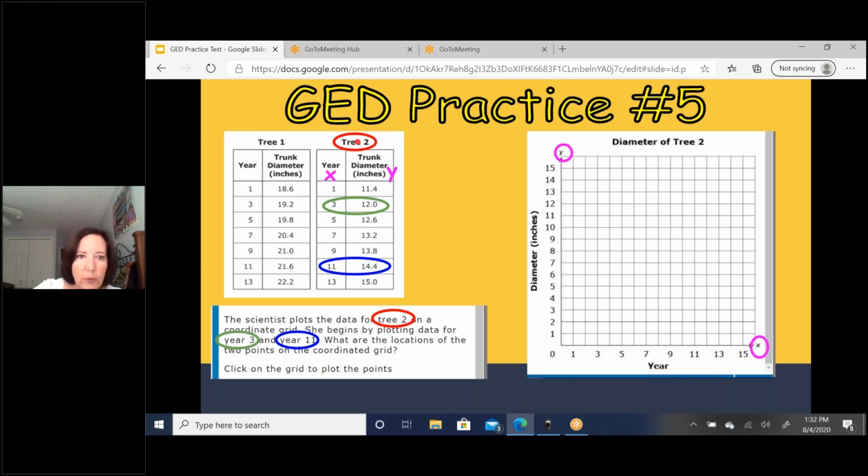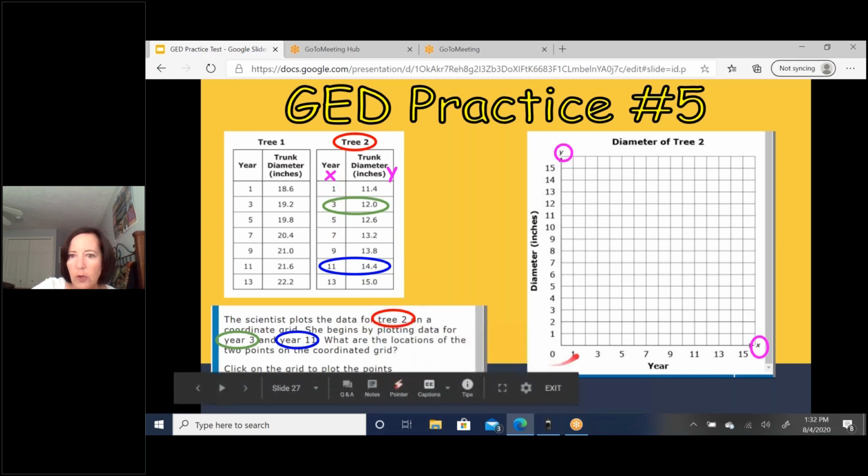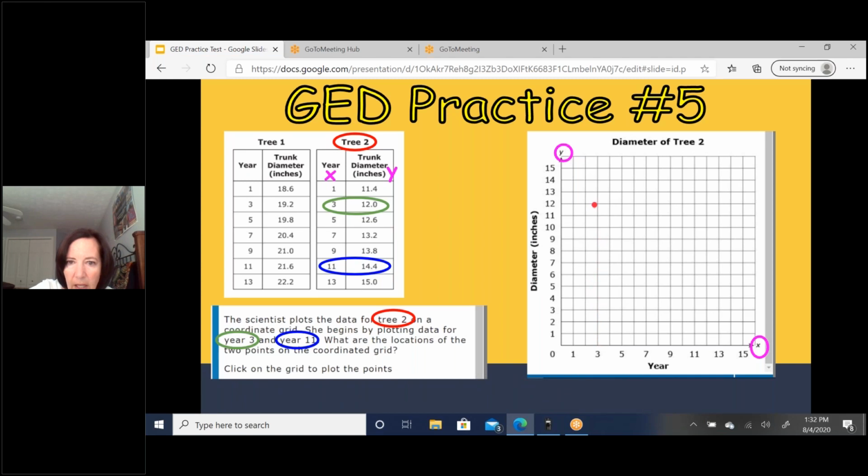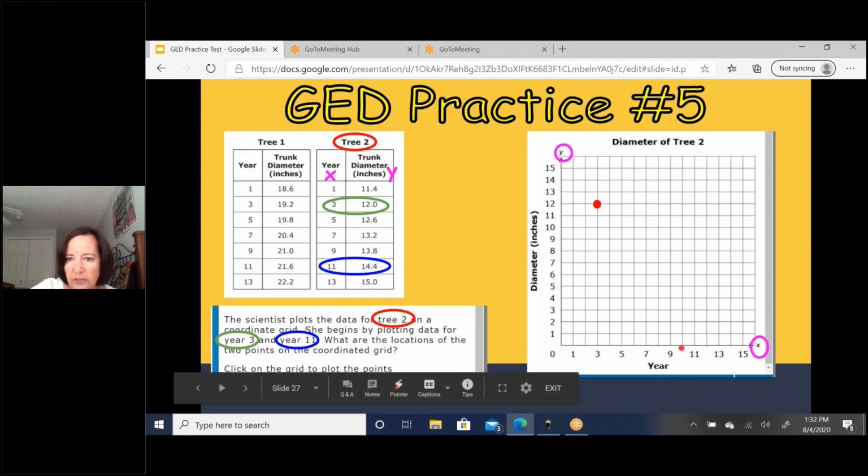Okay, but so now that we know that, let me see, we are looking at year 3, so we go along the X-axis to find year 3, it's right here. And now we have to go all the way up to 12.0, and we have to be very careful to find the intersection of 3 years and 12 inches. And then we click, and there's our point. And now we have to find 11 years. So go over to 11 years, and we go up to 14.4.